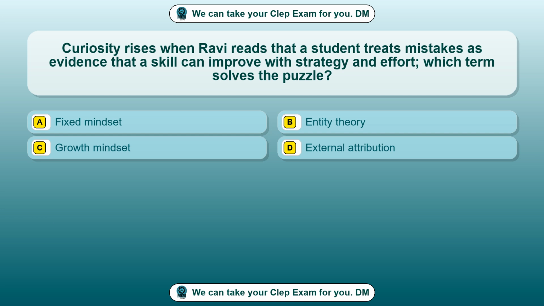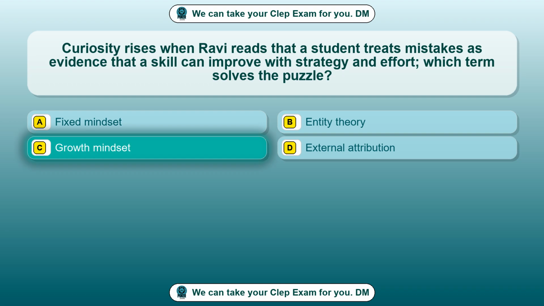Question 32. Curiosity rises when Ravi reads that a student treats mistakes as evidence that a skill can improve with strategy and effort. Which term solves the puzzle? Option A, fixed mindset. Option B, entity theory. Option C, growth mindset. Option D, external attribution. The correct answer is option C, growth mindset.